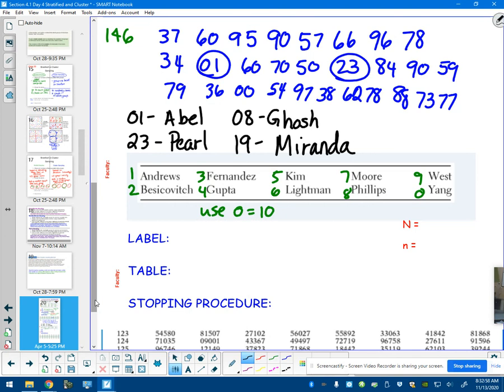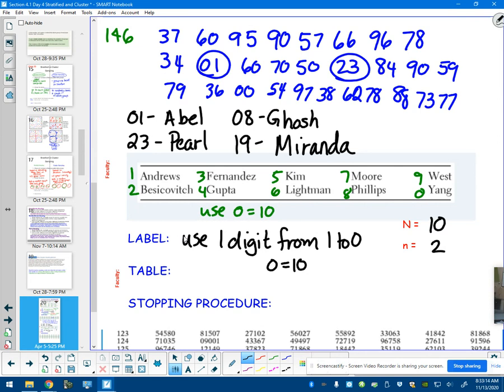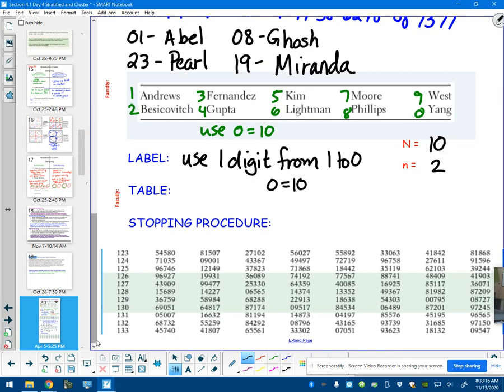Okay, so how am I going to label this? Use one digit from 1 to 0, 0 equals 10. Oh yeah, in my population I have 10 and I'm taking what, 2 of them? Okay, I guess now you have to pick between 123 and 133. And then you get to pick. What do you want? What line do you want to use? 126. 126. So use line 126.